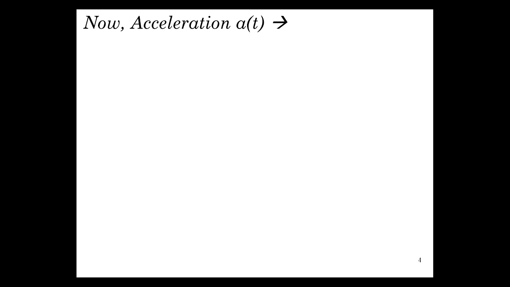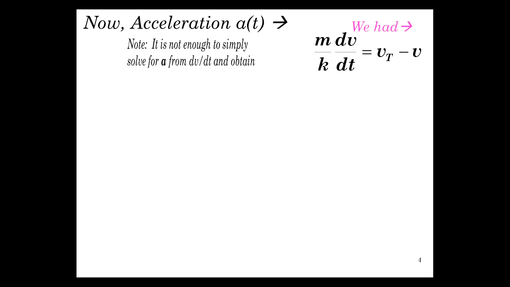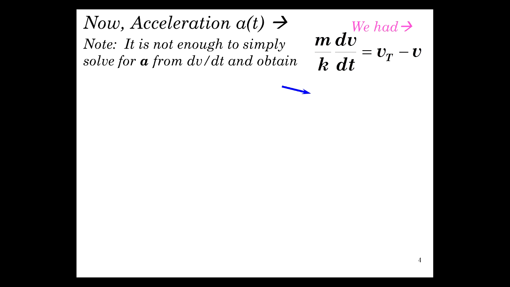Now let's get the acceleration. We had the differential equation m over k dv/dt is v_t minus v. Now, it's not enough to simply say that, well, I know what the acceleration is, dv/dt, so we can solve for that and get k over m times (v_t minus v). That's true, but it doesn't tell us how a is dependent on t. It just expresses how it depends on the velocity. And it does depend on the velocity, which is what makes it a harder problem.